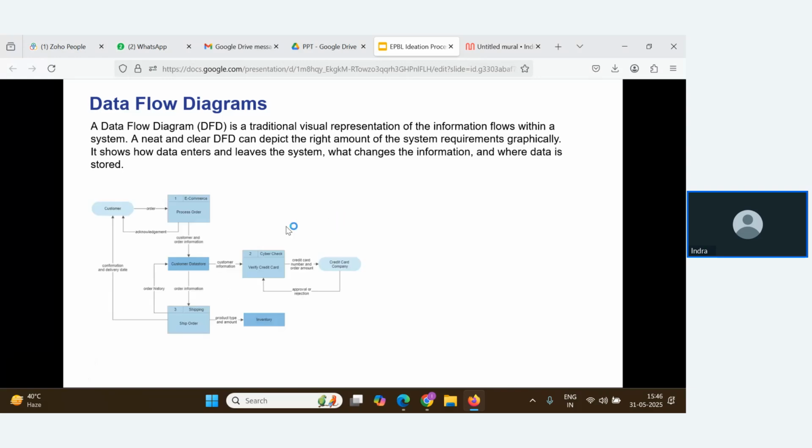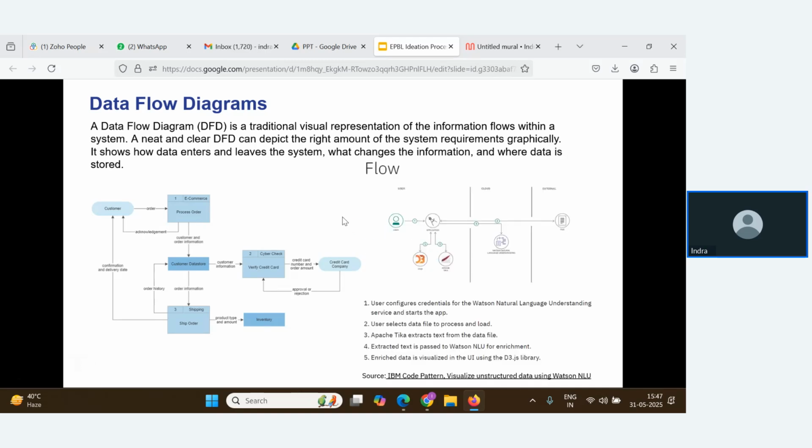Next is the data flow diagram. So understand first, guys, what a data flow diagram is. A data flow diagram is a kind of graphical representation of how the data is moving throughout your system. It will help you to visualize the flow of information from input to output. DFD diagrams help you in understanding the data requirement of the system and how the data is interacting with different components.